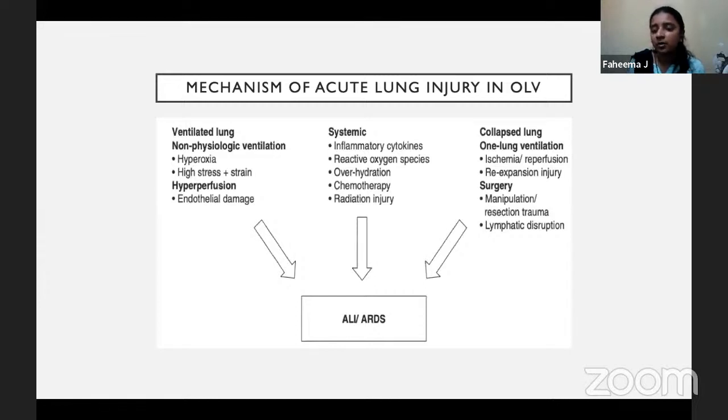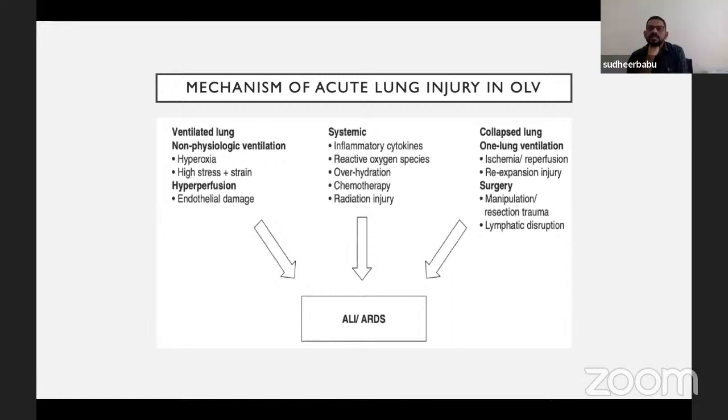Also, prolonged handling can lead to release of excess cytokines, which can also communicate to the other lung, and both lungs can be injured because of cytokine storm and ischemia reperfusion injury of the collapsed lung once ventilation and perfusion is restored to that lung.